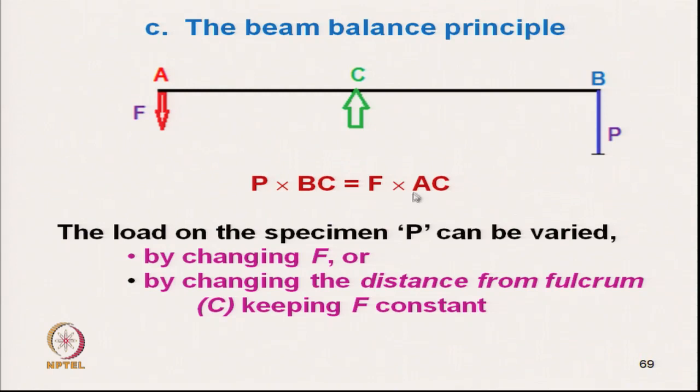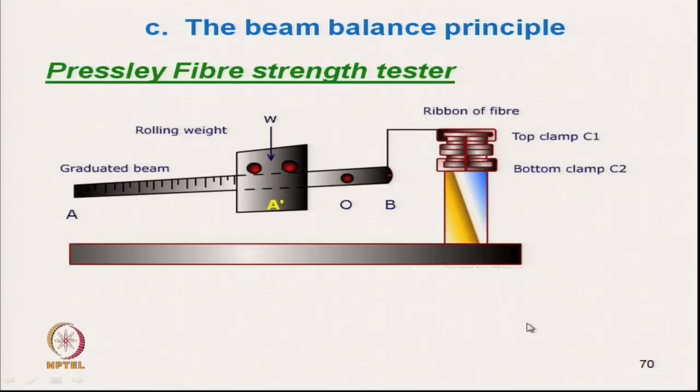So, BC is fixed, BC here is constant. If we only increase AC, then it will increase the value P. And this principle is used in the Presley fiber strength tester.